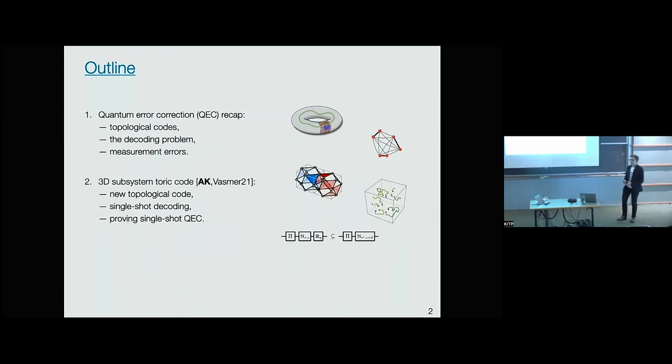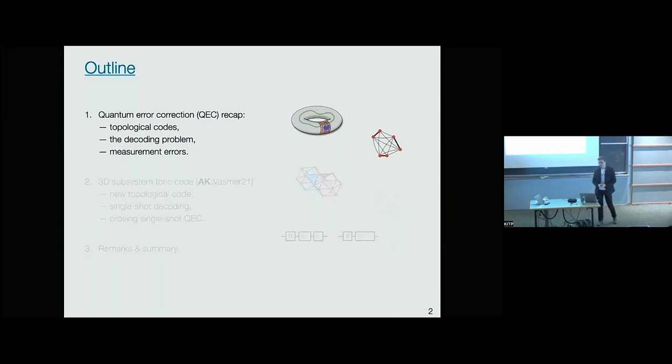And in particular, I will tell you how to realize single-shot quantum error correction with the 3D subsystem Tor code. This is a new topological code that we discovered last year. I will tell you how to realize single-shot decoding with this model. I will show to you some numerics, and then I will tell you a little bit how one can prove that this model indeed exhibits the property of single-shot quantum error correction. And I will summarize with a few remarks. So let's get started.